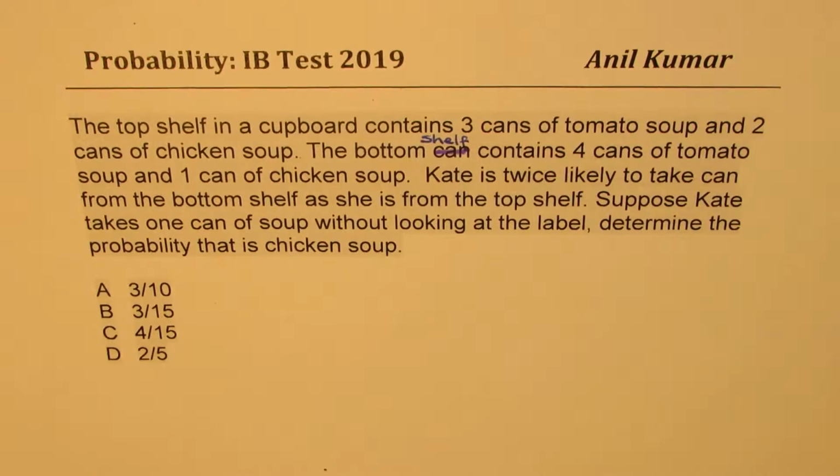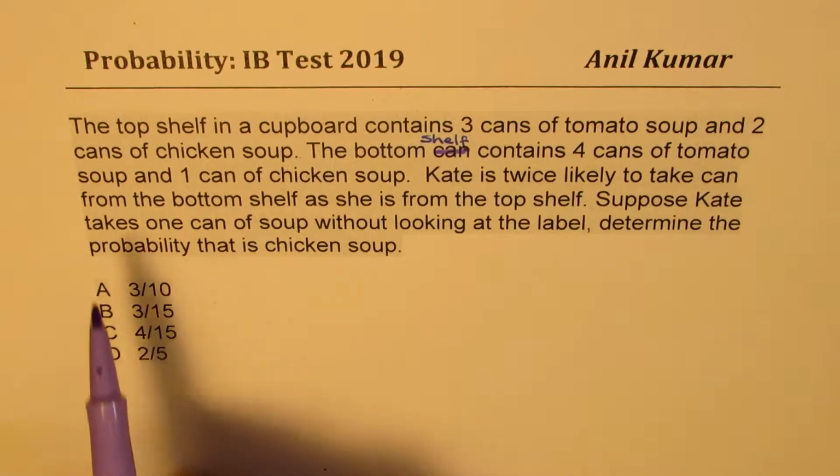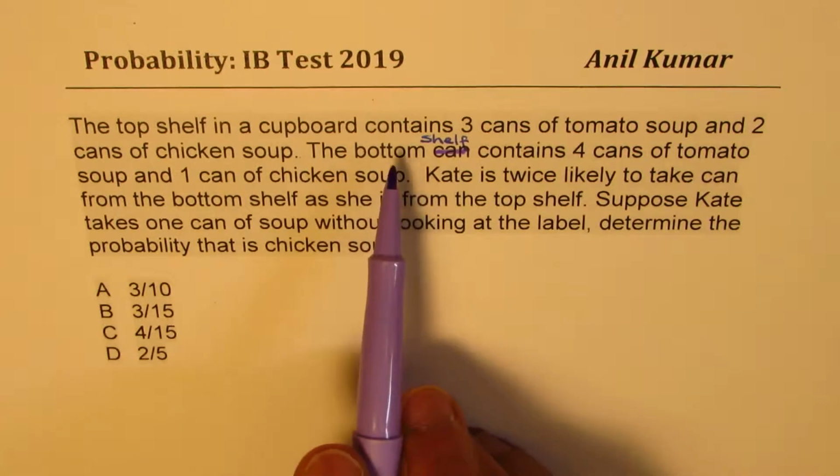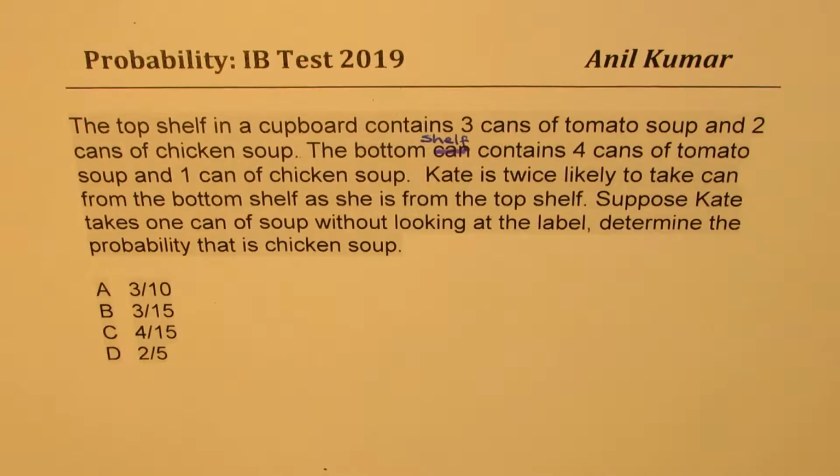Here is another very interesting question from a previous test paper. The top shelf in a cupboard contains 3 cans of tomato soup and 2 cans of chicken soup. The bottom shelf contains 2 cans of tomato soup and 1 can of chicken soup. Kate is twice as likely to take a can from the bottom shelf as she is from the top shelf. Suppose Kate takes 1 can of soup without looking at the label. Determine the probability that it is a chicken soup.